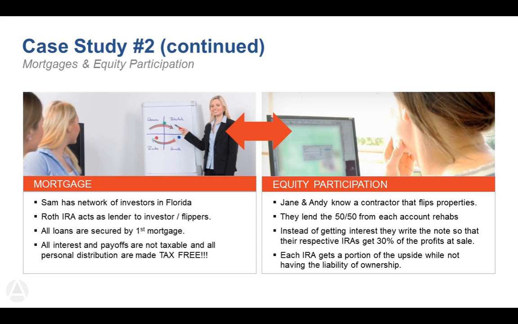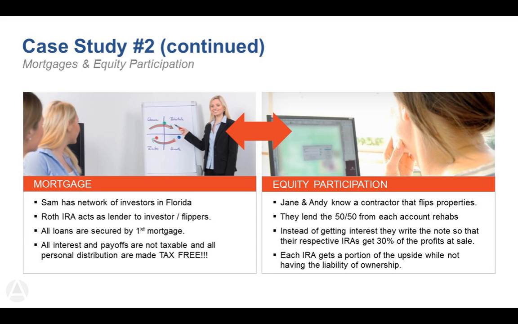So with equity participation in this instance, Jane and Andy know a contractor that flips properties. The contractor buys a property, fixes it up, sells it for a profit. They lend 50-50 from each account, so they partner together to lend to the contractor for the rehab. Instead of getting a stated 6% or 10% annual interest rate on the note, they write the note saying that their respective IRAs get 30% of the profits at sale.